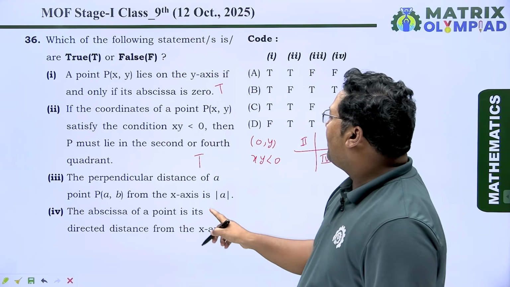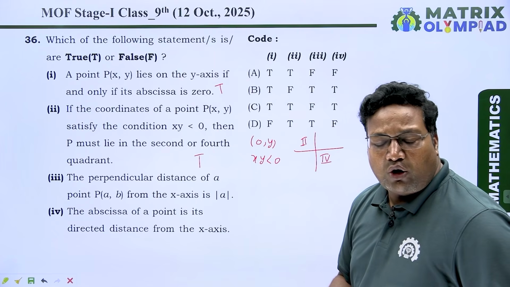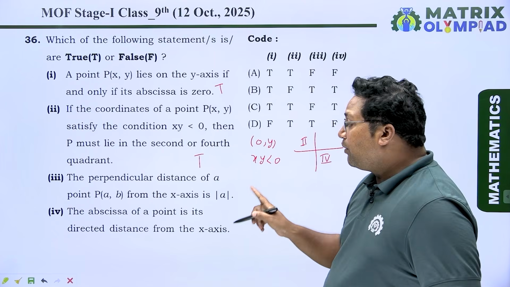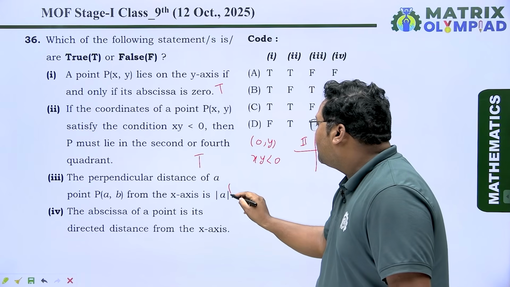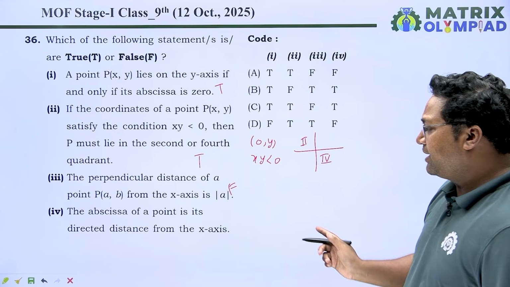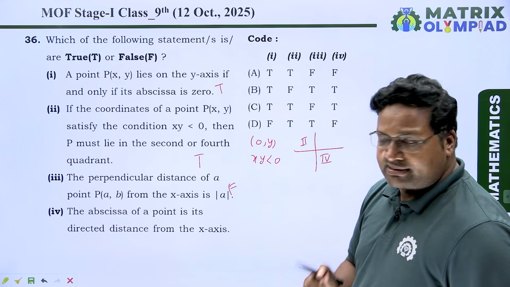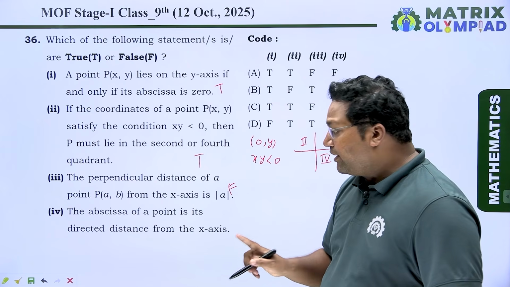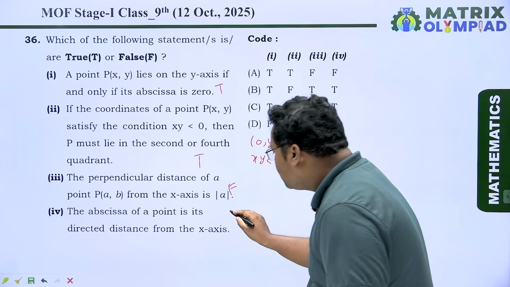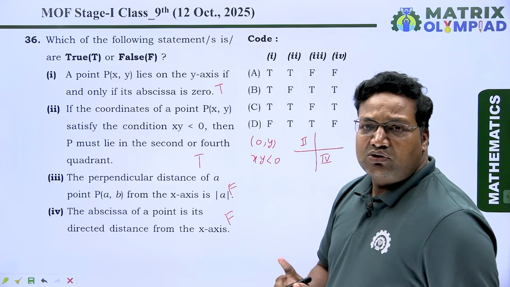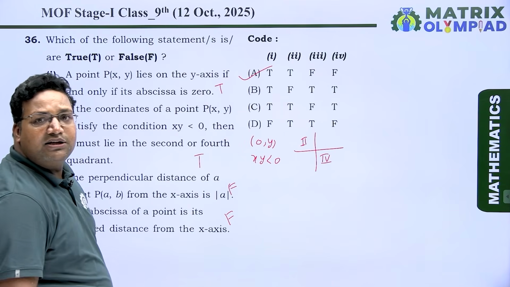Next statement is the perpendicular distance of a point P(a, b) from the x-axis is mod of a. The perpendicular distance from the x-axis is the y coordinate, but here it is given the x coordinate, so this statement is a false statement. Next statement is the abscissa of a point is its directed distance from the x-axis. The abscissa of a point is its directed distance from the y-axis, but it is given x-axis, so this statement is also a false statement. So our correct answer is T, T, F, F, which is in option A. So option A is the right answer.